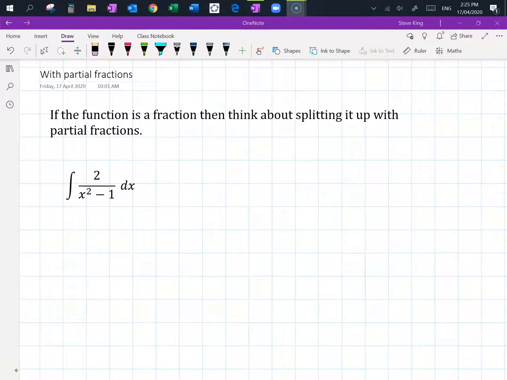Hi, in this video we're looking at integration with partial fractions. Don't be surprised if at this stage you're feeling quite overwhelmed by the variety of different things we have to do with integration. Why can't it be as simple as integration was last year? I hear you asking. Yep, last year's integration was fairly simple.